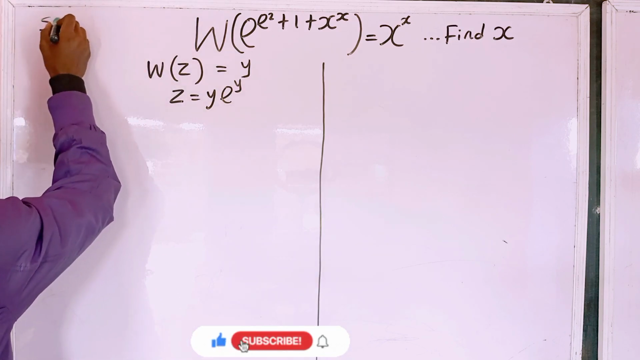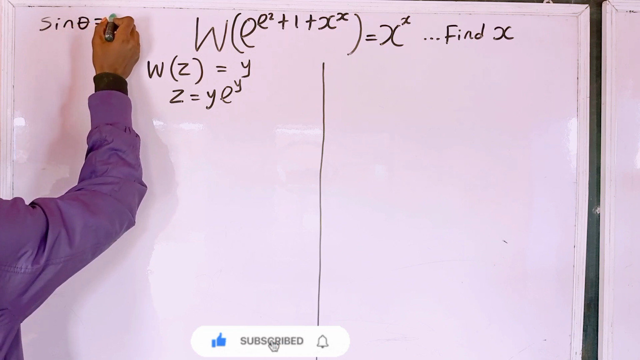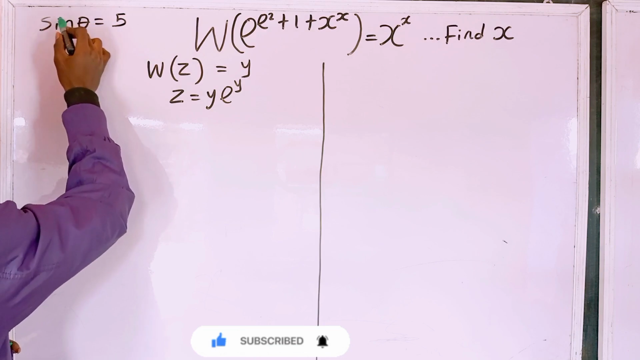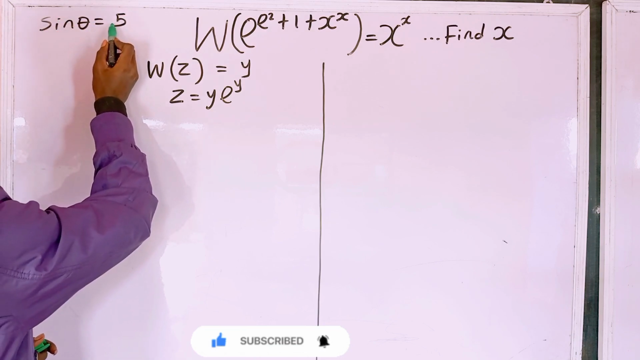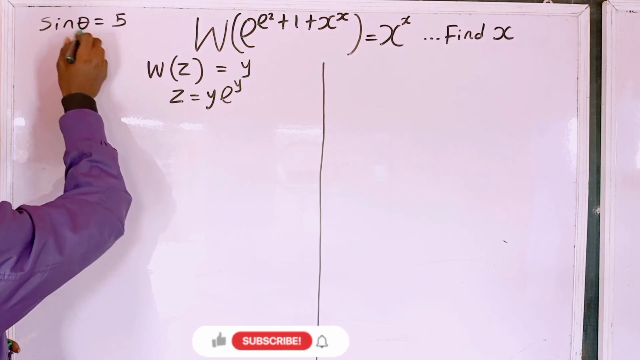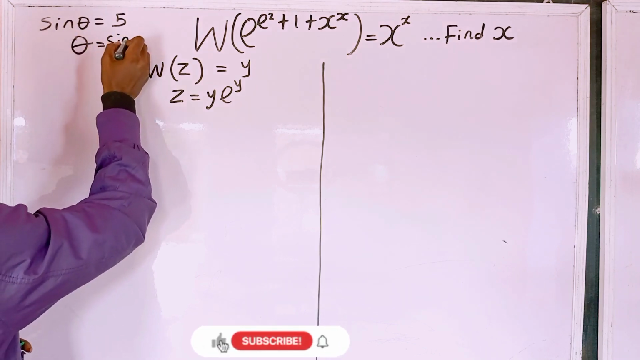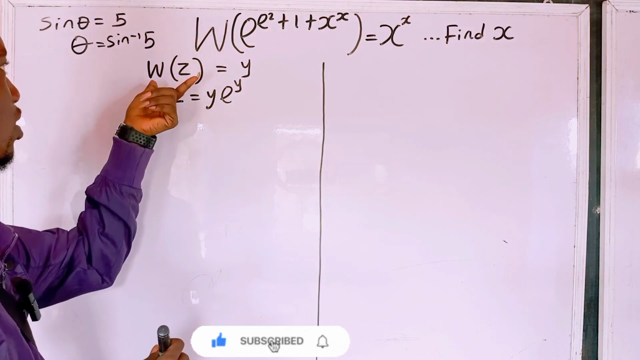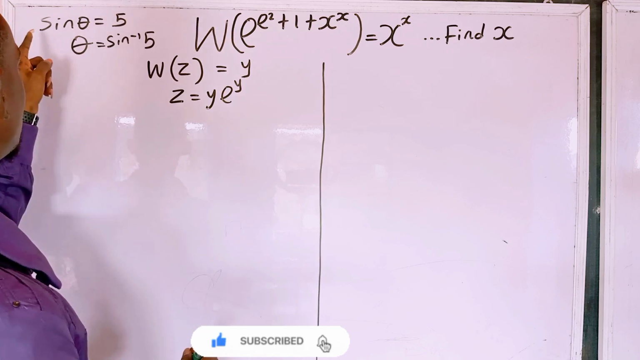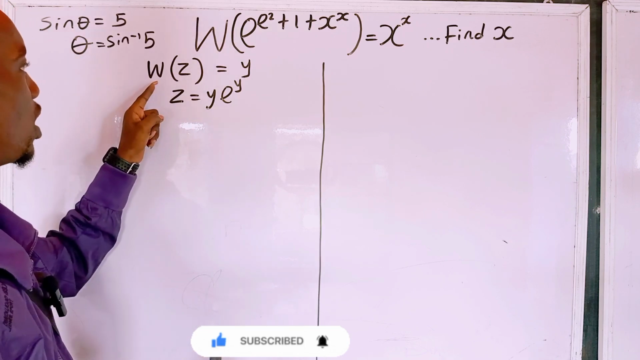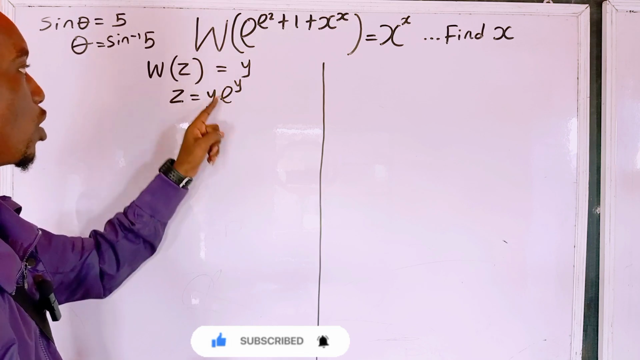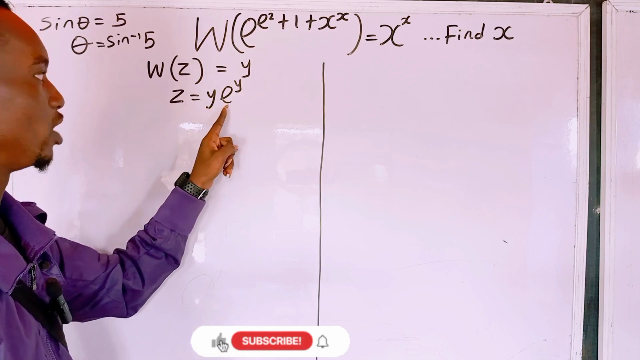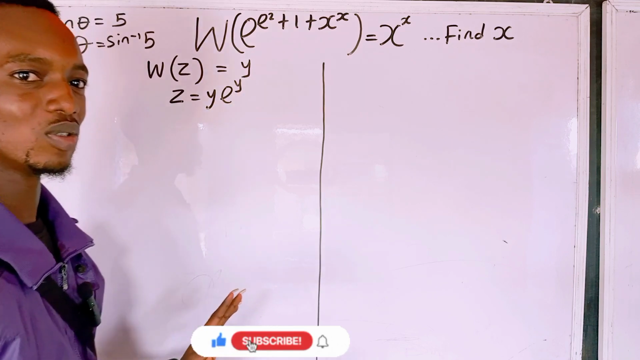Let's say you have something like sine theta equals, let's say, 5 for an example. Now to get rid of this sine as a function, you take the arc sine of this side, right? So then theta, no more sine, will now be arc sine 5. That's just the same idea here also. This W function is similar to the sine function. To get rid of this W function, we are going to take the exponent of this variable here. That will be y e to the power of y. That's by definition, okay? It's not hard.